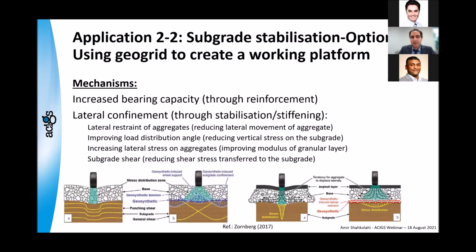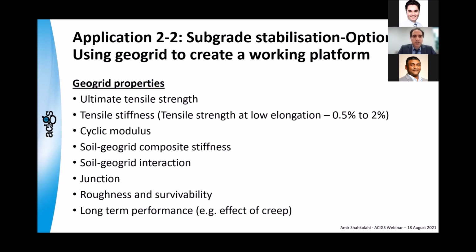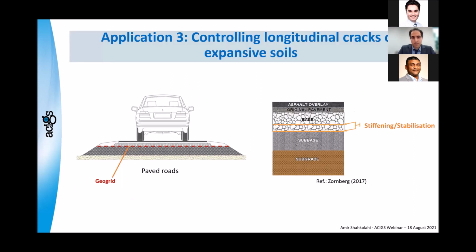The mechanisms, again, are a combination of both mechanisms for both applications that we saw before. Properties: ultimate tensile capacity can be important, not directly, but depending on the performance. It's mainly not directly coming into performance because the geogrid doesn't elongate to the ultimate capacity, never. Tensile stiffness, cyclic modulus, soil geogrid stiffness and interaction, junction and roughness, and long-term performance can be important.